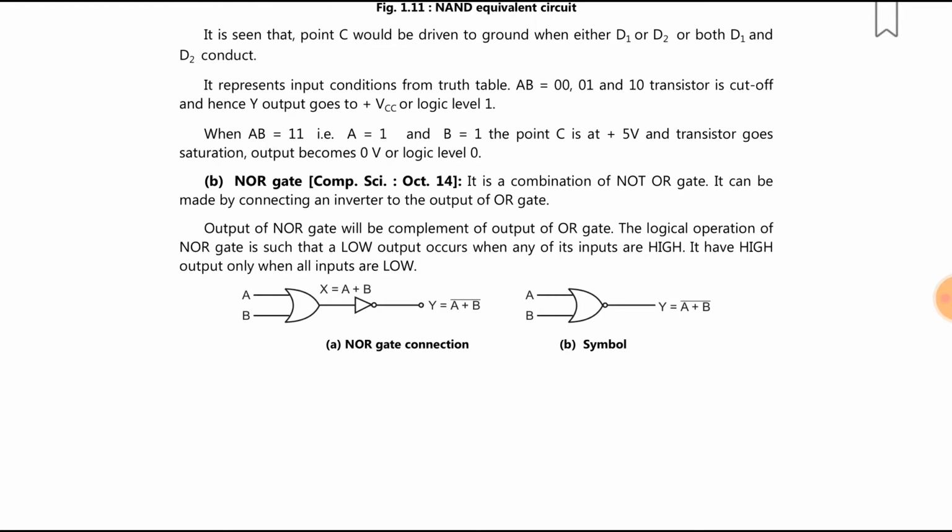Now we will see the NOR gate. It is a combination of NOT and OR gate. It can be made by connecting an inverter to the output of an OR gate. The output of the NOR gate will be the complement of the output of the OR gate. The logical operation of the NOR gate is such that a low output occurs when any of its inputs are high. It has a high output only when all inputs are low. So it is an OR gate connected with a NOT gate, and it becomes a NOR gate.